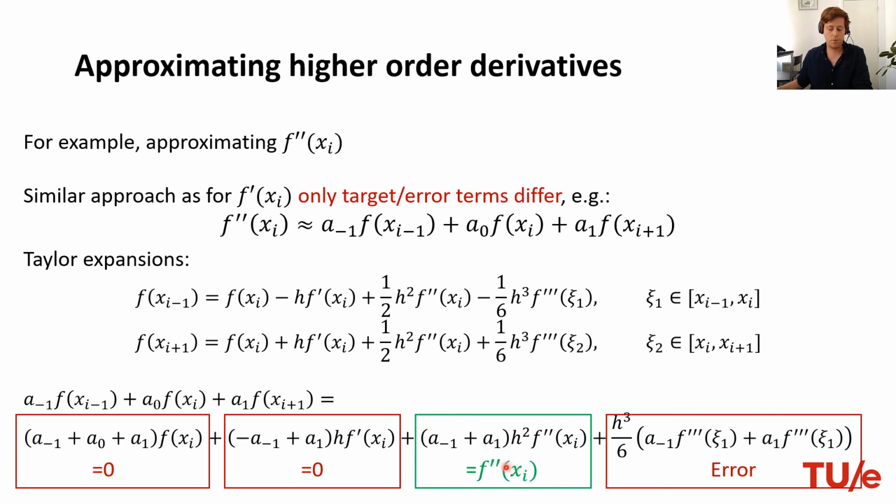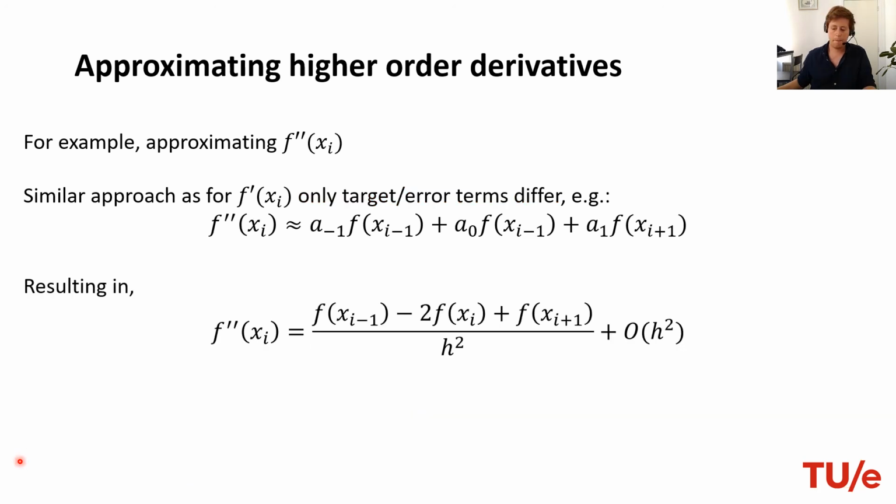So again, we would be able to write 3 equations in 3 unknowns, and you can do this again by yourself, but I will just give you the final answer. The coefficients that you will come up with in the end will be 1 over h squared, minus 2 over h squared, and 1 over h squared, such that you have this central finite difference approximation of the second order derivative. And we see also that the truncation error that you will come up with is of second order.